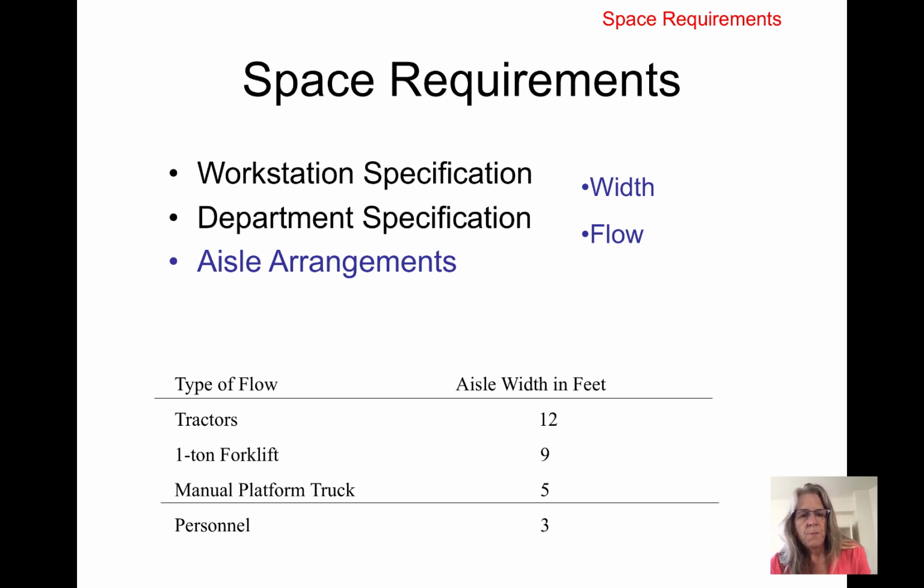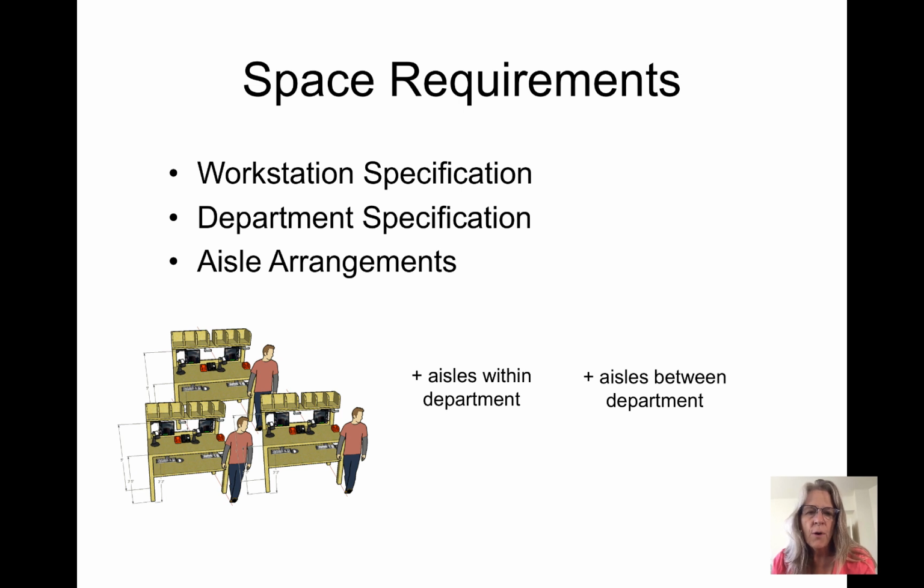And the width of the aisle is dependent on the material handling equipment. In this case, you can see a tractor requires a 12-foot aisle, where a person walking is only a 3-foot aisle. So that'll help you then decide how much allocation for the aisles between departments. So once you have all the workstations and however many you need, you add an allowance associated with the aisles within the department, and then you add aisles between the departments. You have allowances, and that should get you the total space required in the facility.